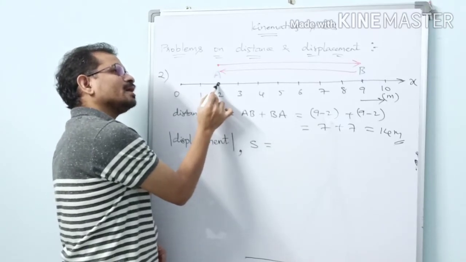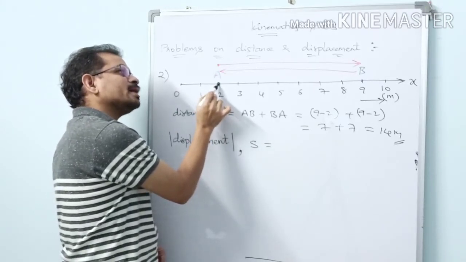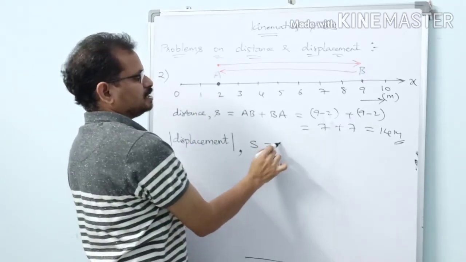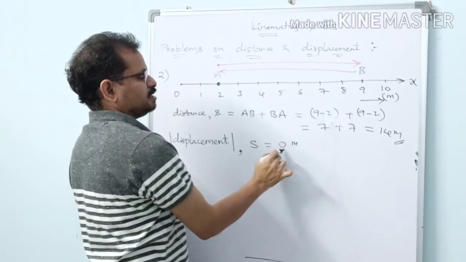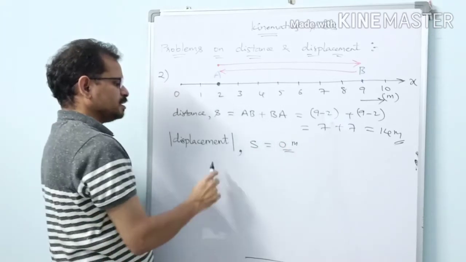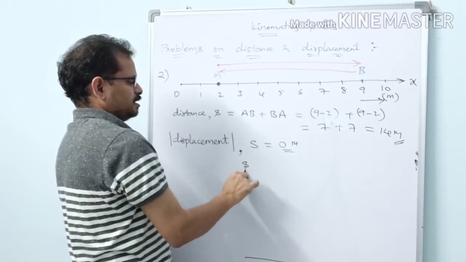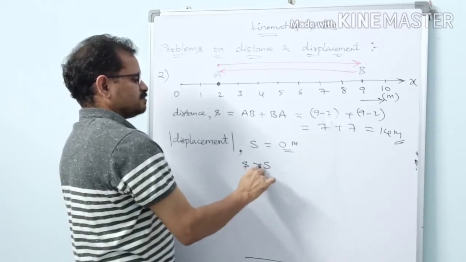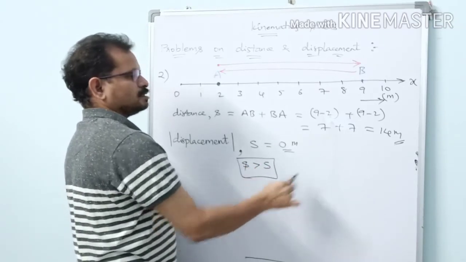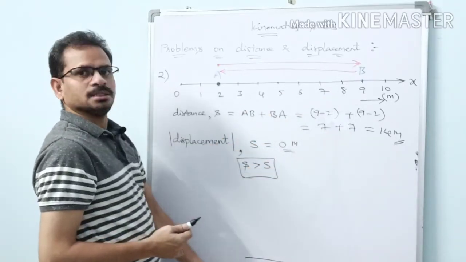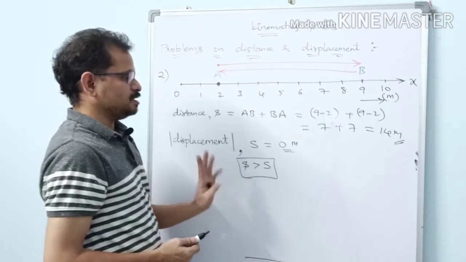So can you draw a line between this point and again this point? No. So what is the length of that line? 0. So displacement is 0 meters. See here, distance is greater than displacement, because the distance is 14 meters and the displacement is 0 meters. So distance is greater than displacement.